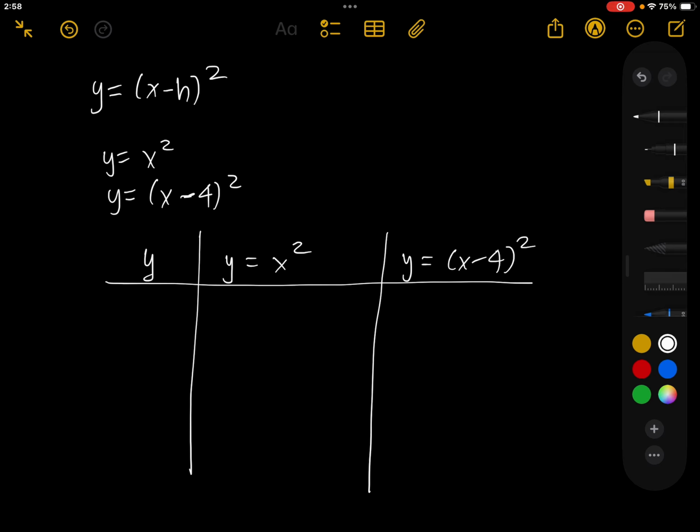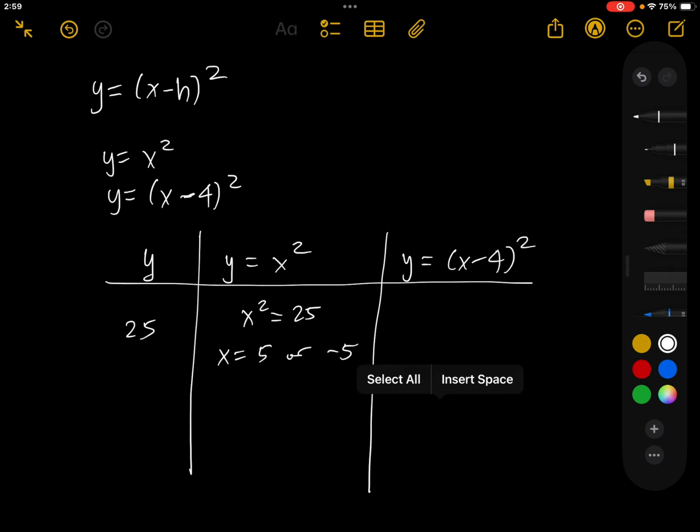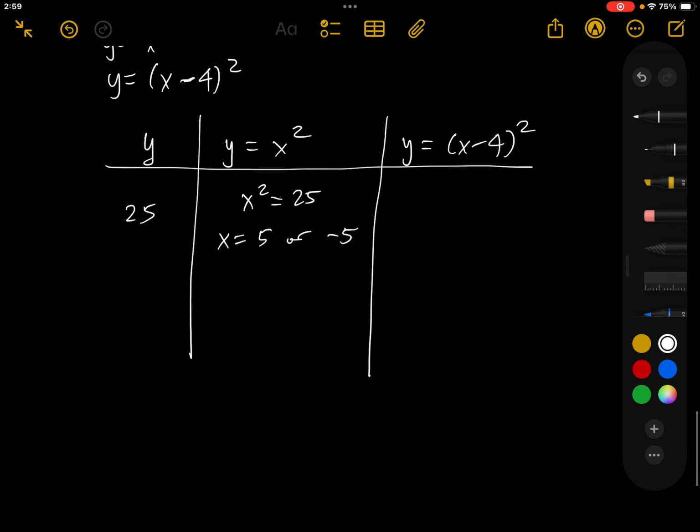So let's say that y is equal to 25. Well, if y is equal to x squared, what is x? x squared is 25, so what is x? It is either 5 or negative 5. Remember, we have to not neglect the negative possibility.